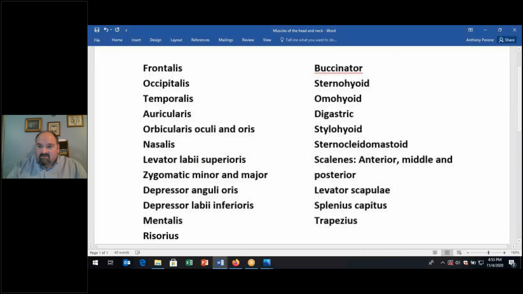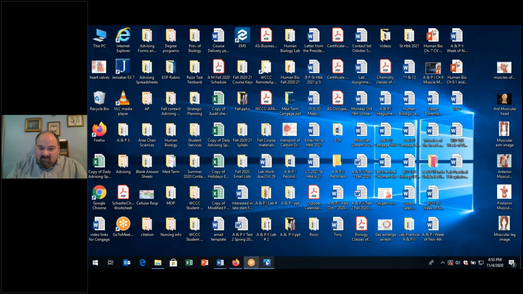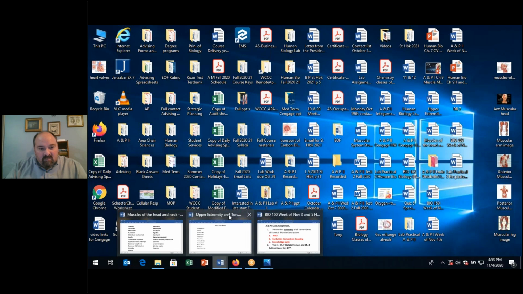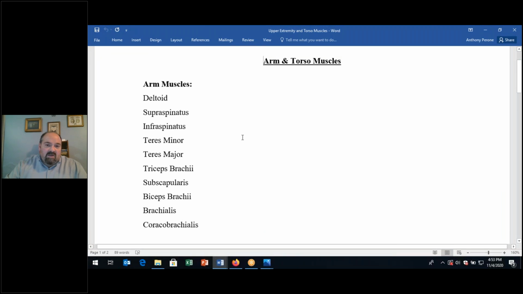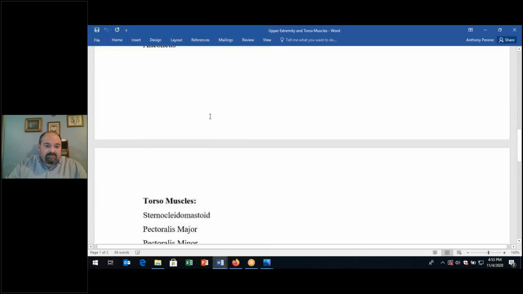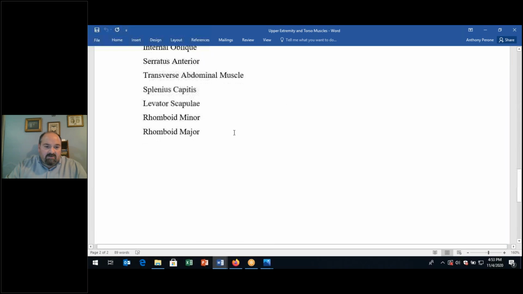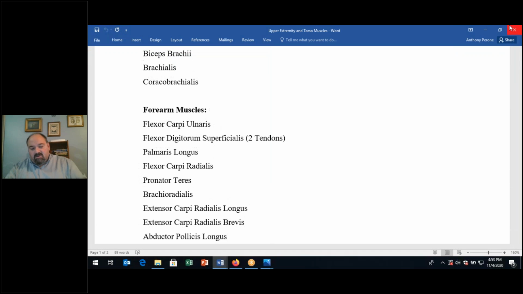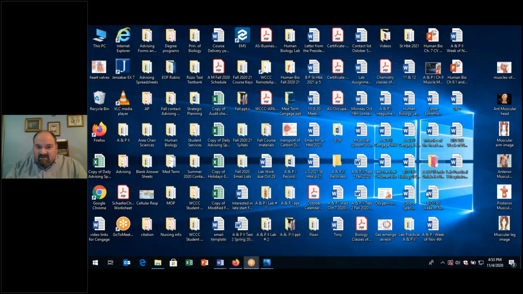Let's minimize this, and then we're going to go to, let's see, I want to show you. So here we have the upper extremity, as far as the arm is concerned, the forearm, and the torso. So this list is what I'm using here for the next group of images.